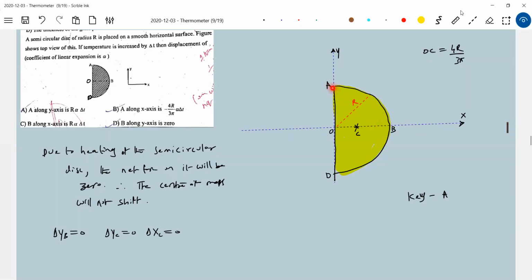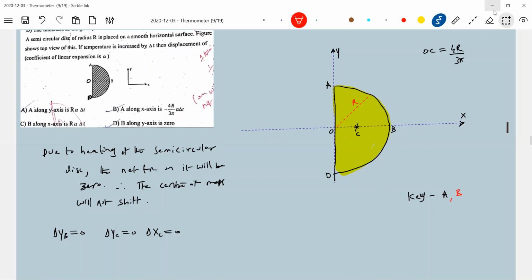What about A? A will shift along the y-axis. Along the x-axis, it must shift in this direction. How much is this distance? OC. OC equals 4r by 3 pi. Therefore, this is the thing, the option I'm picking up. So B also will come, B along the x-axis. How much should it be?